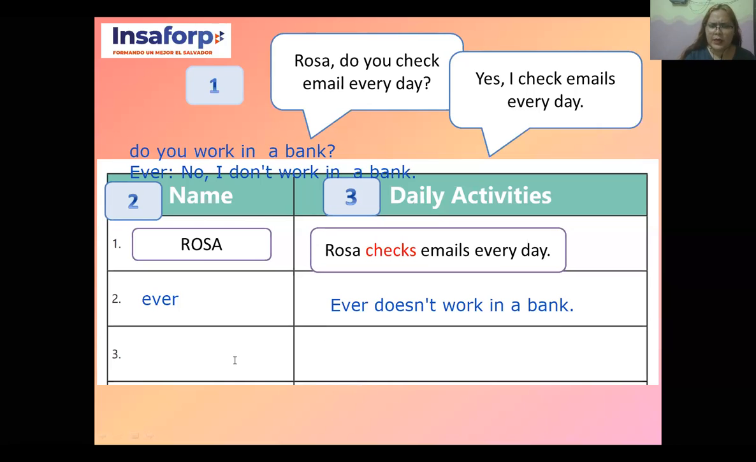Question number 3 is for another person, and you are going to write the answer of that person. Number 4, another person, and the answer of that person. Do you understand the activity? Yes.